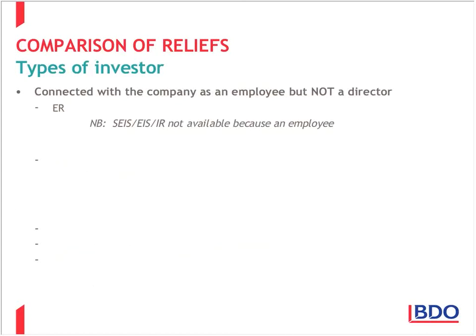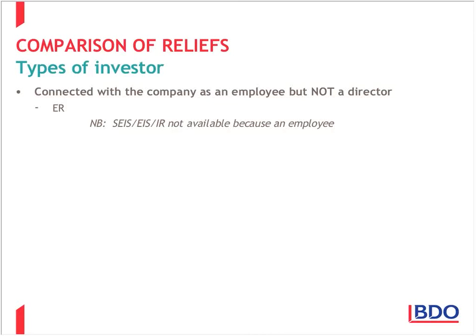And then finally, if an individual is connected as an employee but not a director, then really the only option is entrepreneurs relief, provided they've got the 5% holding. CDIS, EIS, IR, none of those would be available because the individual is an employee. So it's quite interesting to compare and contrast the various reliefs.